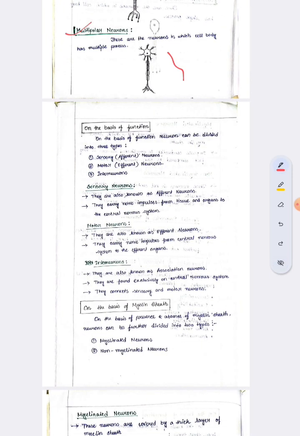Now on the basis of function: sensory neuron, motor neuron, interneuron. Sensory neurons are also known as afferent neurons. They carry nerve impulses from tissues and organs to the central nervous system. Motor neurons are also known as efferent neurons. They carry nerve impulses from the central nervous system to the effector organ. Interneurons are also known as association neurons. They are found exclusively in the central nervous system. They connect sensory and motor neurons.